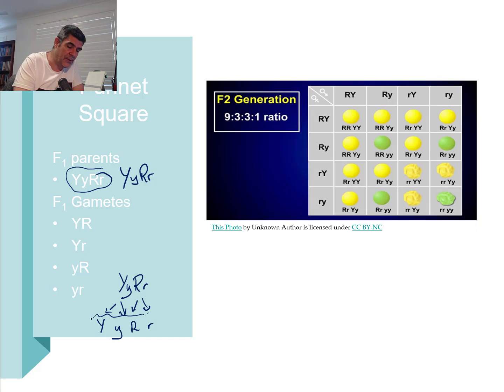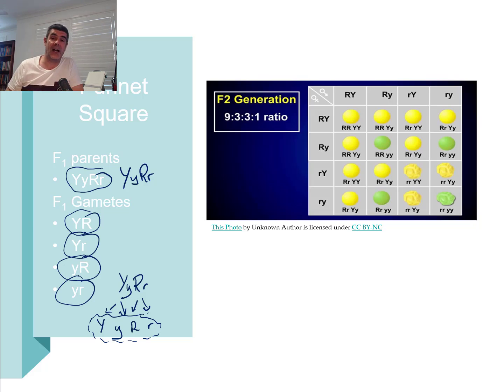That means that when we put these combinations together, given that we're talking about random segregation and independent assortment of these genes, the gametes could be big Y, big R, big Y, little r, little y, big R, and little y, little r. Now that's for both the male and the female. So when we get to our Punnett square, it needs to reflect all of these possible combinations.